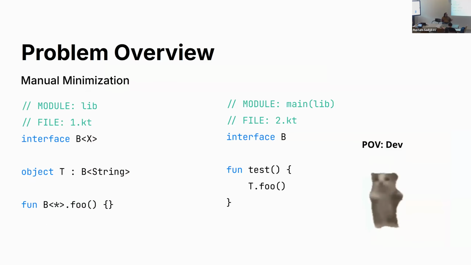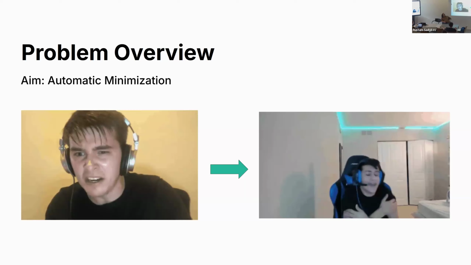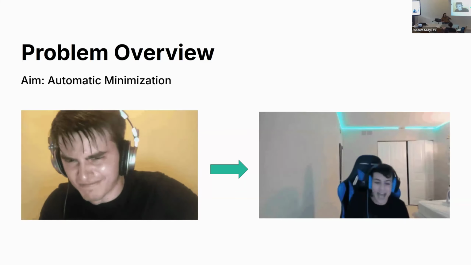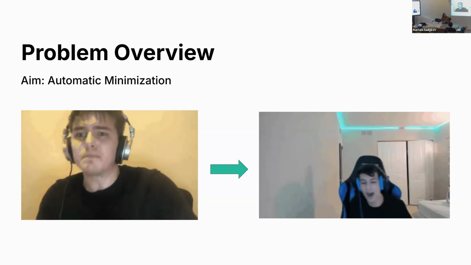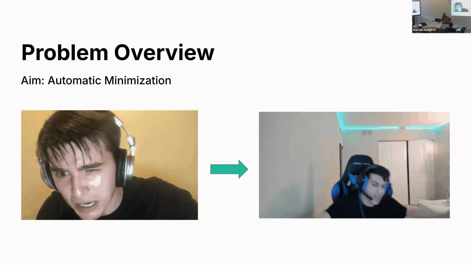And after some minimization, for example, we can receive something like this. It's much simpler and understandable, and devs can easily debug this and fix the error. And since the problem is to minimize, to get this example from the bigger one, we aim to make a tool that automatically minimizes the projects to retrieve smaller examples of the same error based on the provided projects.